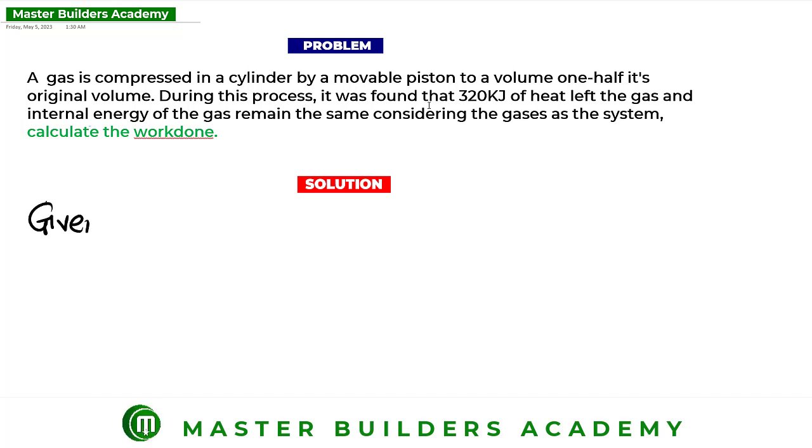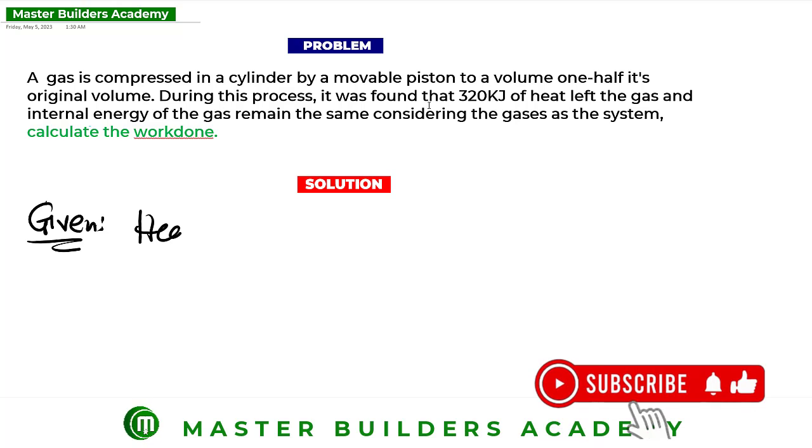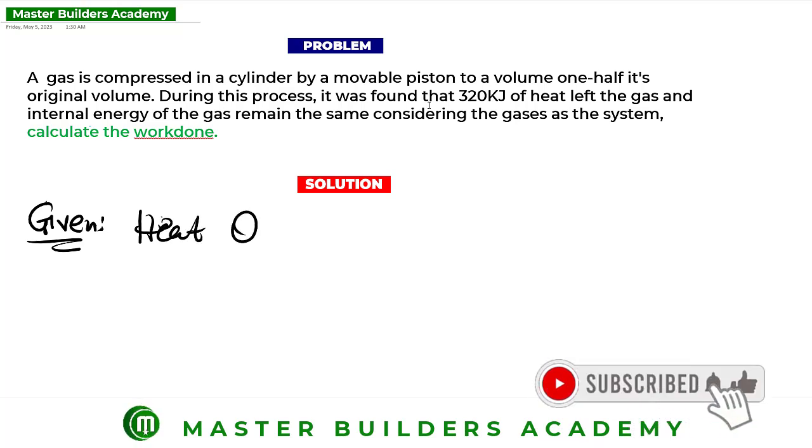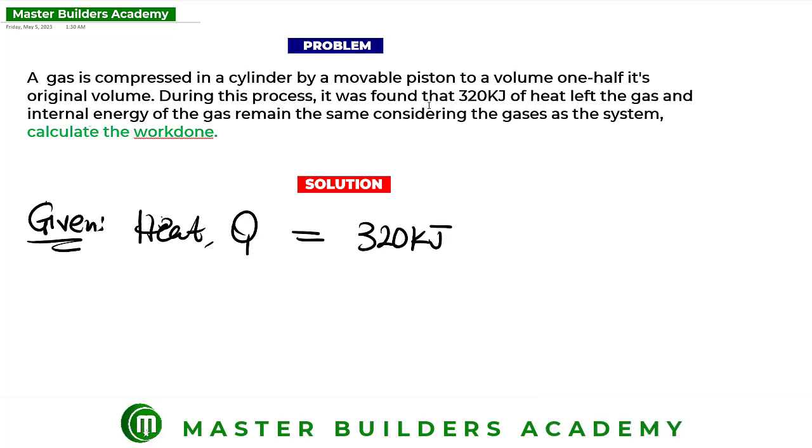Given, what are we given? Now, if you can see now, we are given heat. Check it very well. Heat. And the heat is giving us 320 kilojoule. But if you read this very well, you will find that it was found that 320 kilojoule of heat left the gas. That means rejected. That means lost. That means subtracted. And then whenever heat is lost by the system, that heat is taken as negative. I hope you understand why this negative is coming in now, because it left the gas and then the gas lost it.